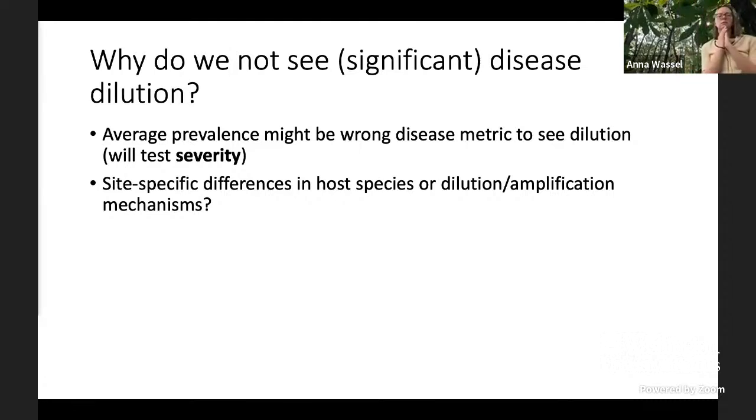There could also be some site-specific differences in host species or dilution amplification mechanisms. Each site had a similar overall plant species richness, but some of the constituent species vary, and just anecdotally, in ways I did not test, they looked somewhat different. We did do site-specific tests, but those were not significant. But on some of the damage metrics, they do trend in different directions, which could indicate site-specific differences.